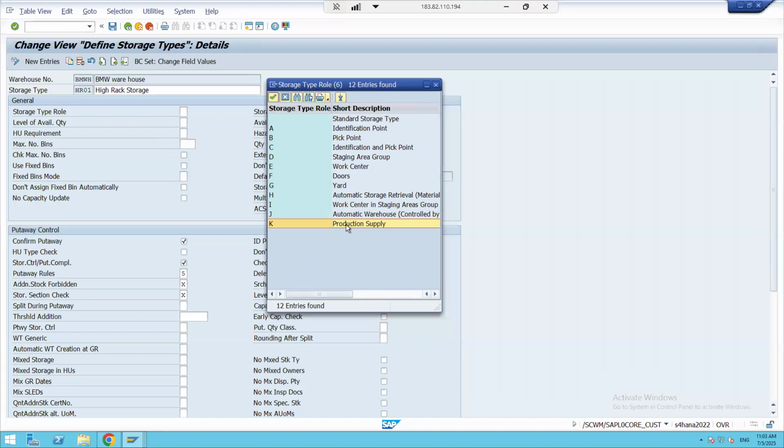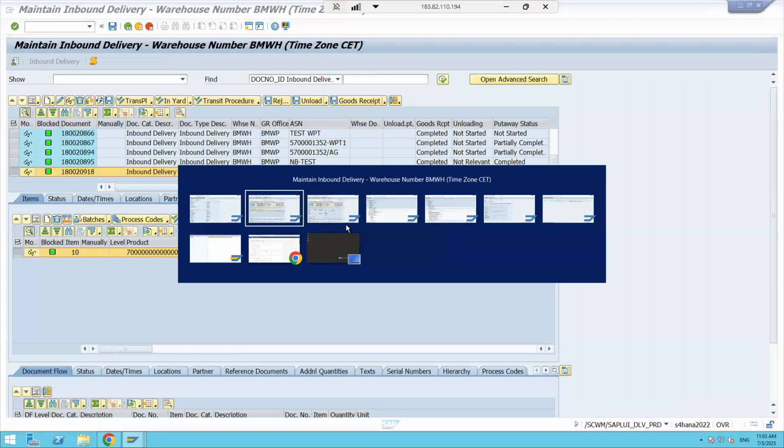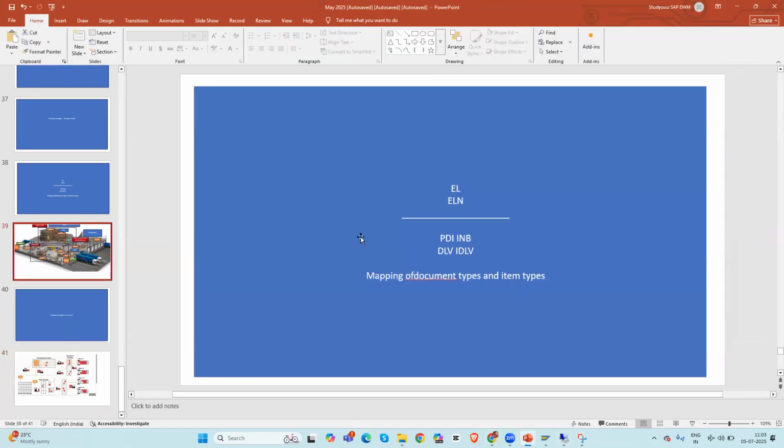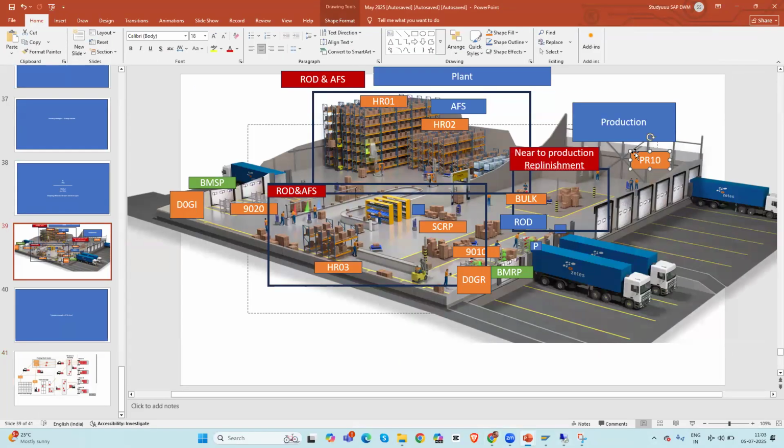And now the last one, you can see production supply. What is production supply, guys? If you see my picture here, what is this? PR10 storage type. What is the PR10 storage type? Stocking the goods for production. It means I am keeping the stock only for production, in the production line, where the production is happening, so that they are using it for production. So this is called production supply.